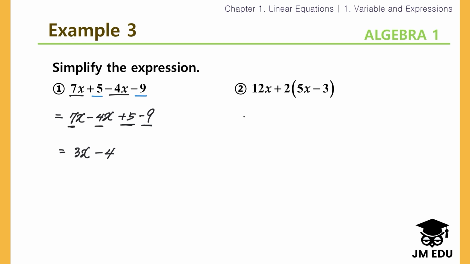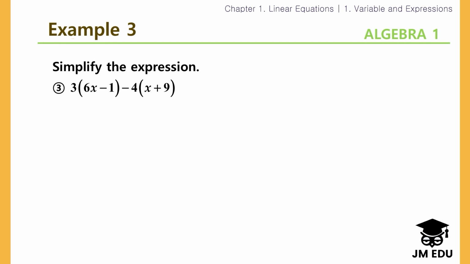Number 2, we have parentheses here, right? So we're going to have to solve this parenthesis first. We're going to have to eliminate this parenthesis. Okay, 12x. 2 times 5x, that's plus 10x. 2 times minus 3, that's minus 6. Here we have 2 like terms, 2 x terms, right? So 12 plus 10, that's going to be equal to 22x. And we have constant minus 6.